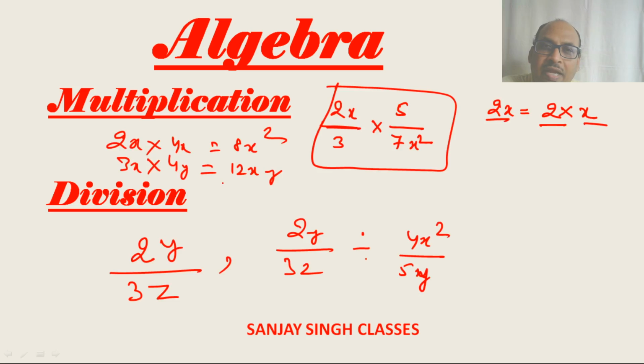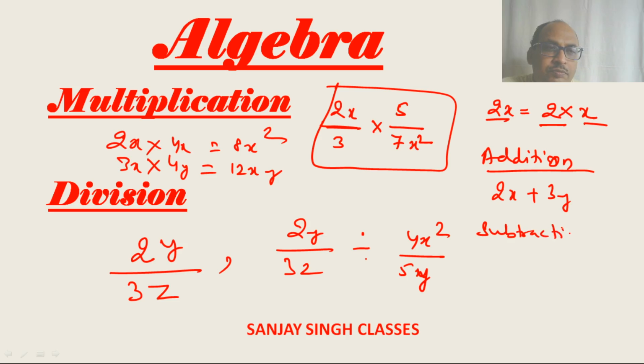Similarly, there may be fractions or algebraic expressions which involve addition and subtraction also. Addition means, suppose, 2x plus 3y. So two algebraic expressions are added together. Even it may be subtraction, so you can say 2x minus 3y. In between, the subtraction sign has come, so two algebraic expressions are subtracted.